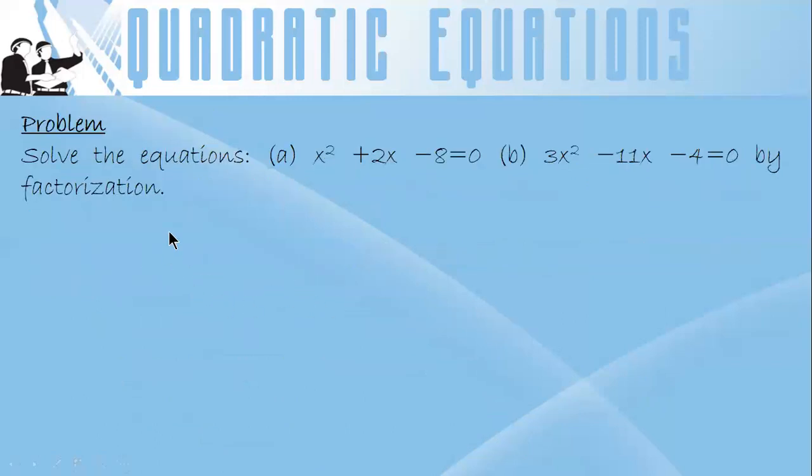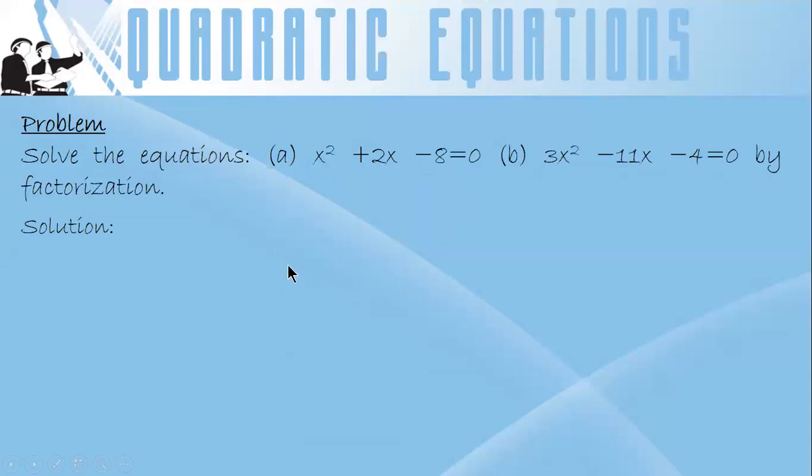Sample problem. Solve the equation, letter A, x squared plus 2x minus 8 equal to 0, and letter B, 3x squared minus 11x minus 4 equal to 0, by factorization. The difficult part of a quadratic is when there is a coefficient on the second degree term, but if there is none, it is okay.